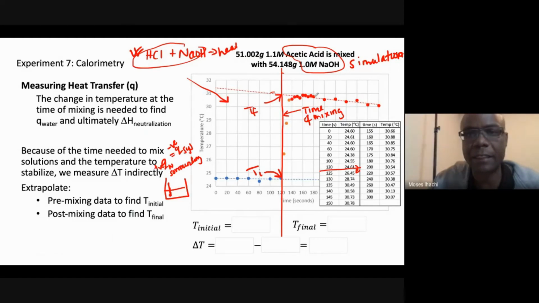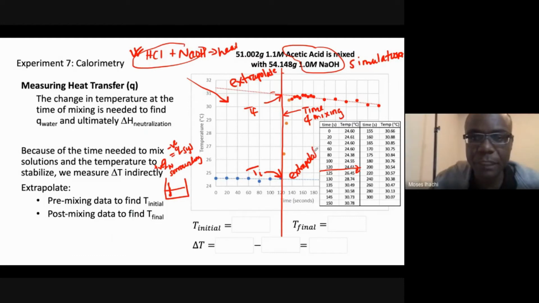Notice that the line is extended further than the data plots. That's called extrapolation. So you extrapolate to get the best TF. You extrapolate to get the best TI.